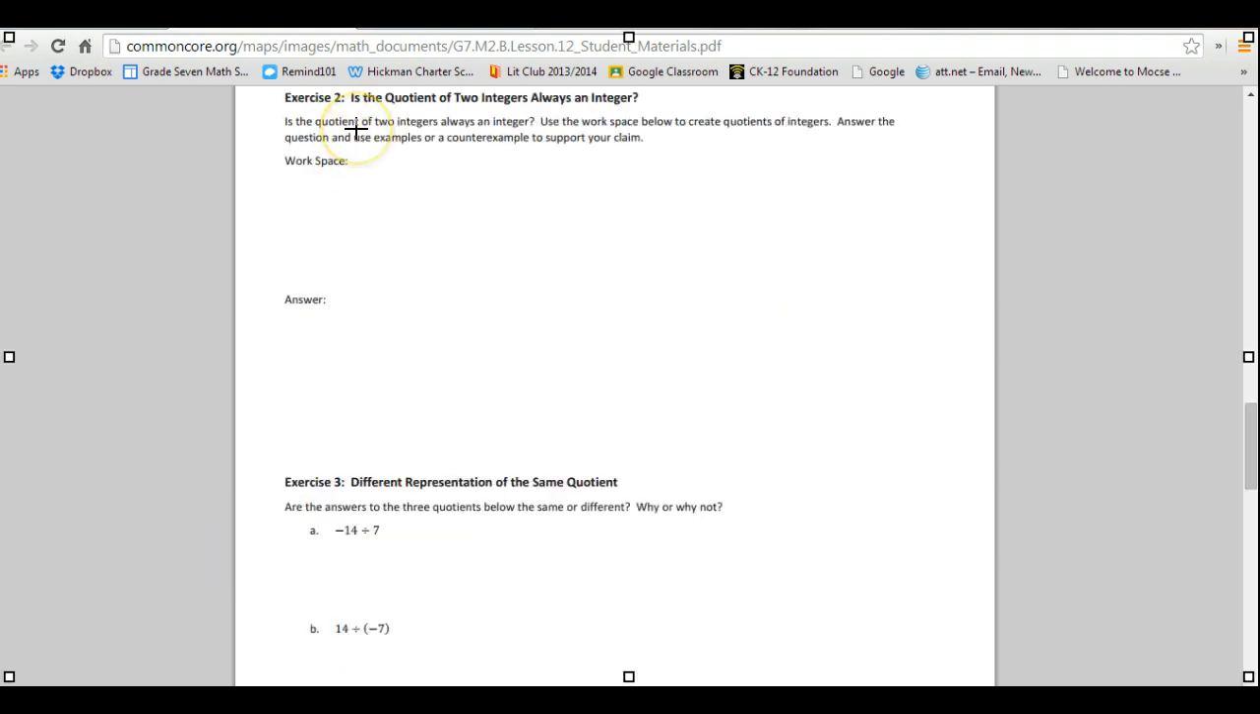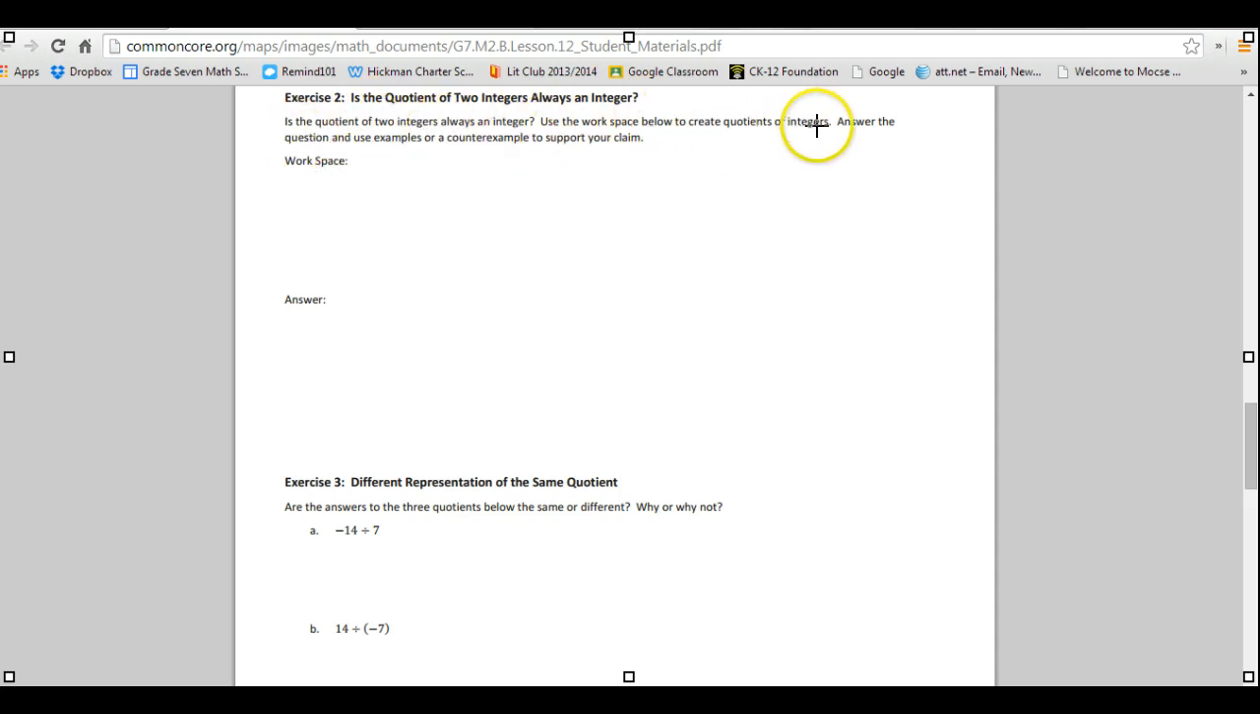Okay, so here's a question I'd like you to think about, and then you can pause and maybe talk to your parent or teacher about it, and then come on back. So here's the question. Is the quotient of two integers always an integer? Okay. Is the quotient of two integers always an integer?